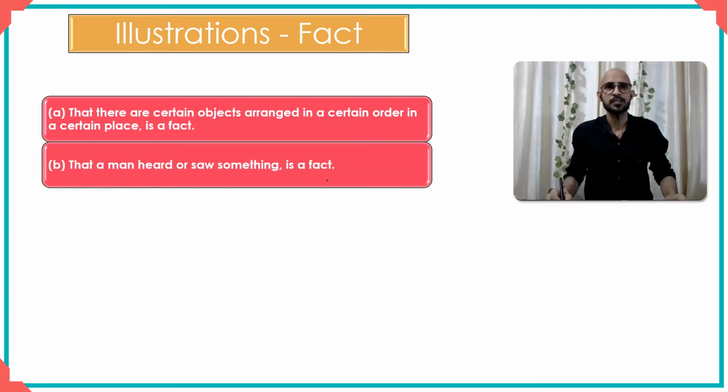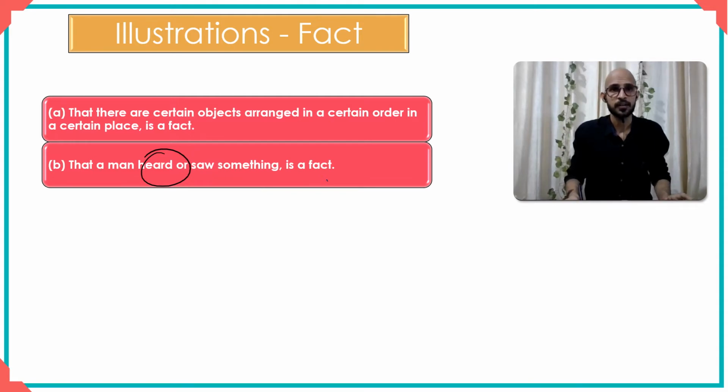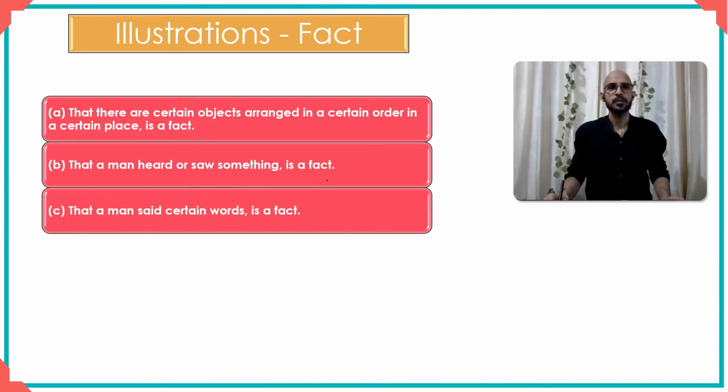Let's look at the next illustration. That a man heard or saw something. Now you see, something is a thing, right? And if he saw it or heard it, it means he used one of his 5 senses. So it's a fact. Fairly clear? Again, this is a physical fact, the first category, right? Let's look at the next illustration.